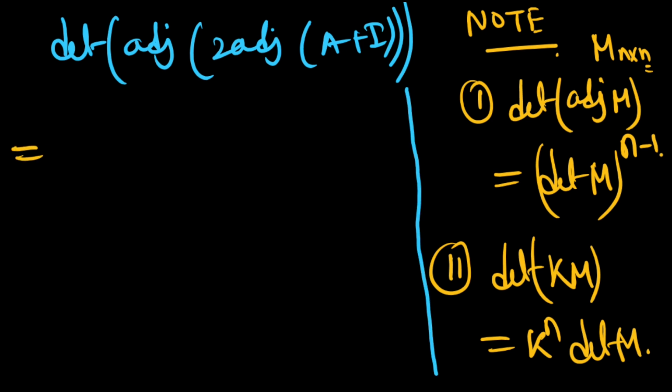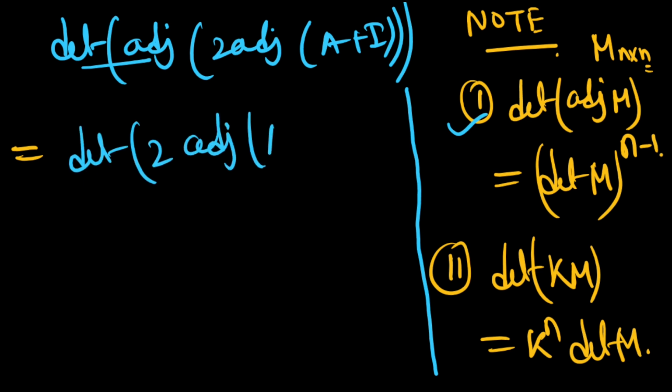So determinant of adjoint, using the first formula, is equal to determinant of this matrix power n minus 1. So determinant of 2 into adjoint of A plus I, this power n minus 1. N is 3 because this matrix A is a 3 cross 3 matrix. So this matrix is also 3 cross 3. So that is 3 minus 1, which is 2.